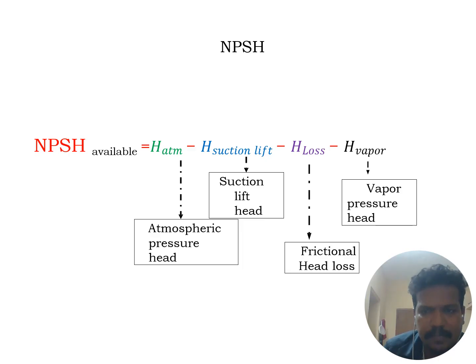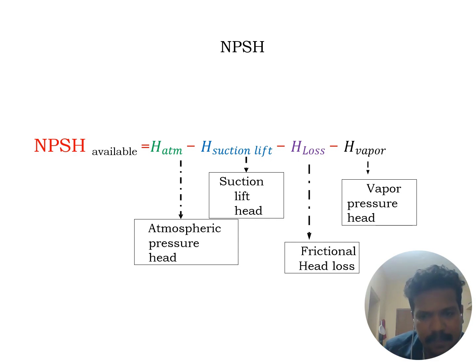This is the depth from which the liquid is pumped. It is fixed during the design stage and usually cannot be changed. Then the second subtractable element is friction head loss. This occurs due to piping design, such as the number of bends, valves and fittings. It is variable and depends on pump speed and pipe size.